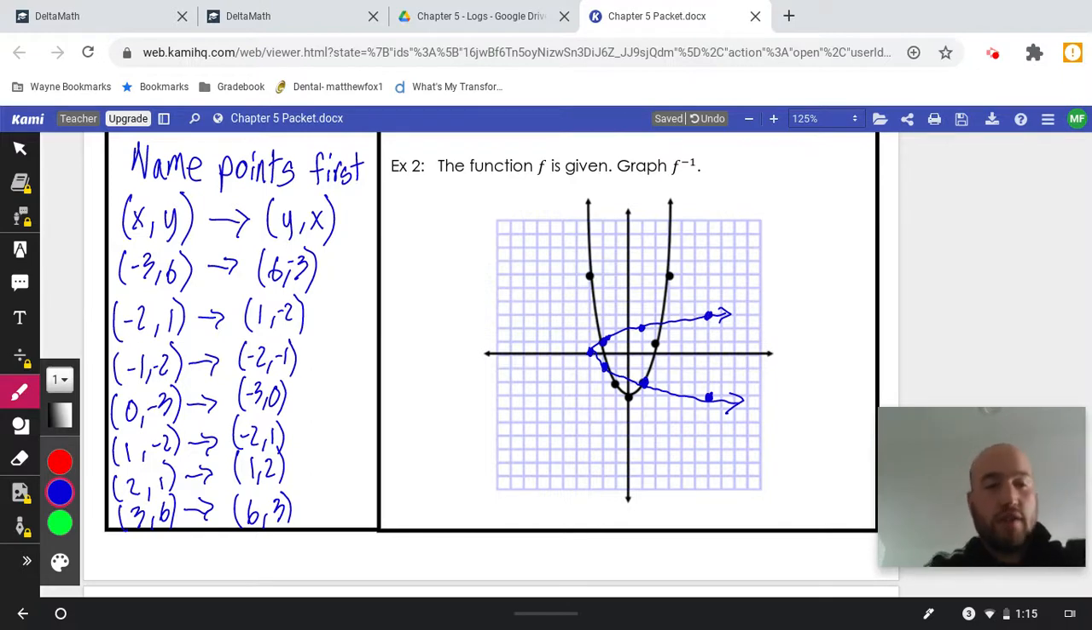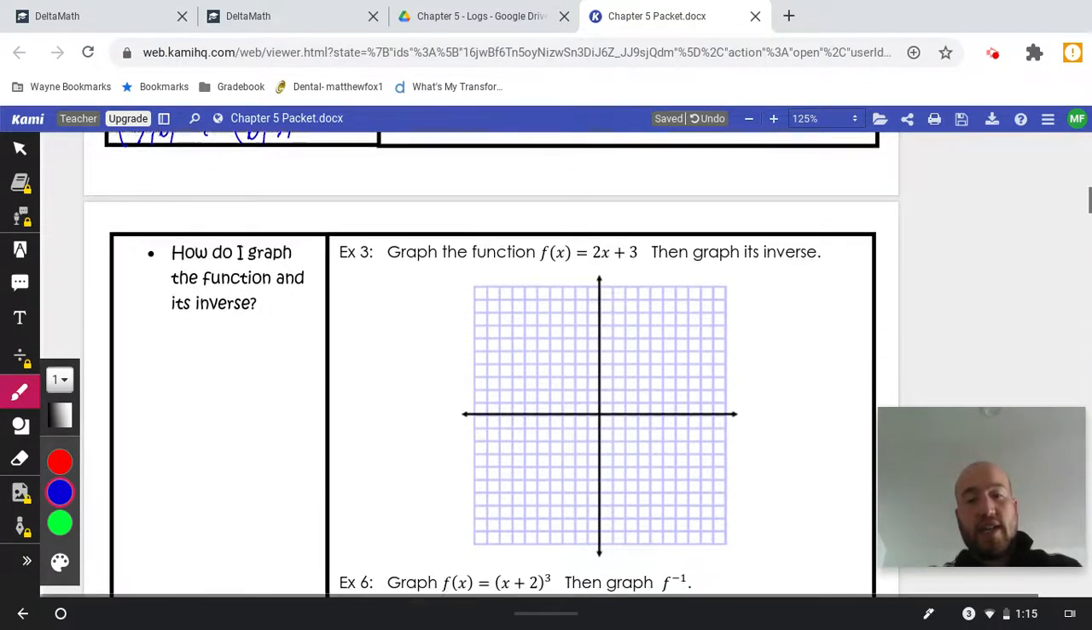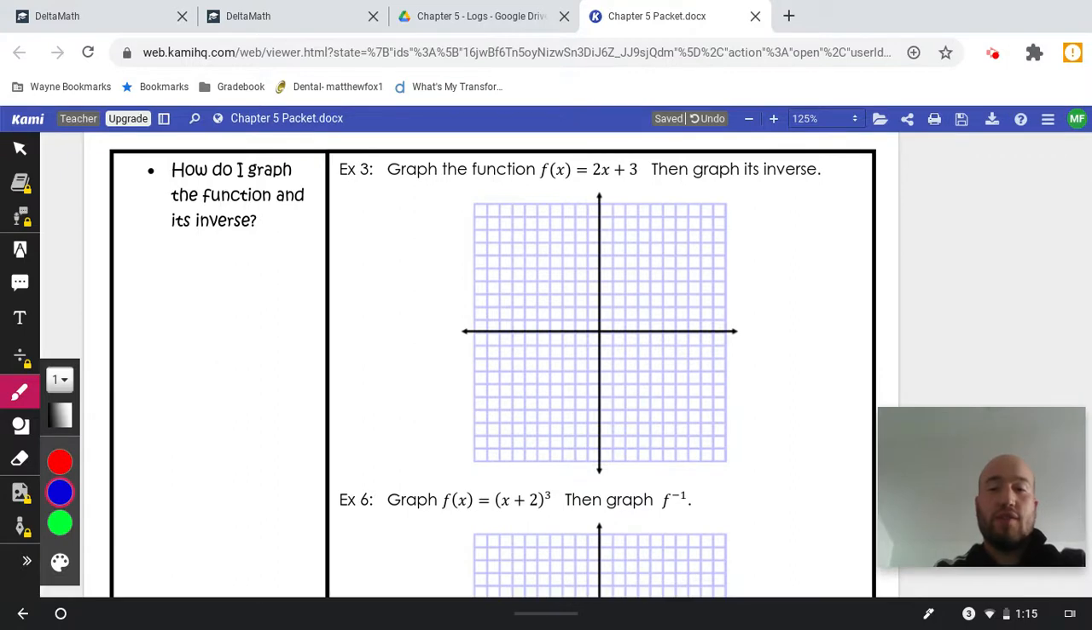Alright, so go ahead, after you've got that done, flip it over to the back now. The only difference on the back is that sometimes we don't even have the graph of the function. So here, example 3 says graph the function f of x equals 2x plus 3, then graph its inverse. When that's the case, step 1, just graph the function.